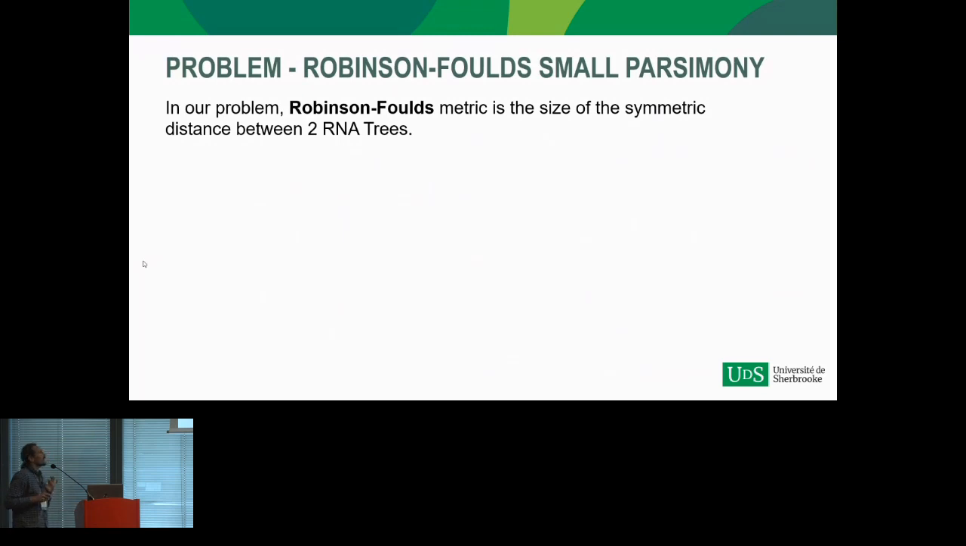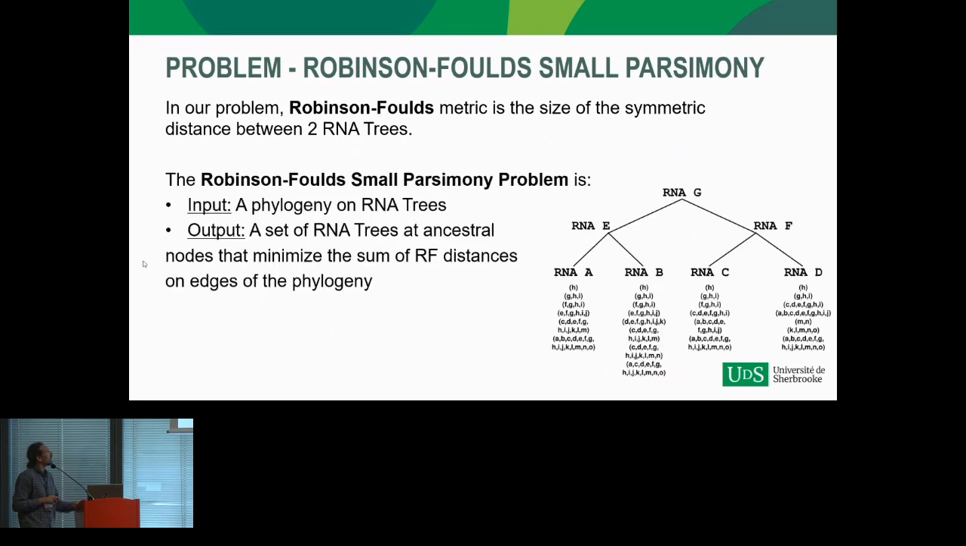So here, the problem we are interested in is the Robinson-Foulds small parsimony. In our problem, the Robinson-Foulds metric is the size of the symmetric distance between 2 RNA trees. And the Robinson-Foulds small parsimony problem takes as input a phylogeny on RNA trees, as I showed on the previous slide. And it will output a set of RNA trees at the ancestral nodes that minimize the sum of the Robinson-Foulds distances on edges of the phylogeny. So after we also have clades on the ancestral nodes that will be interpreted as RNA trees.